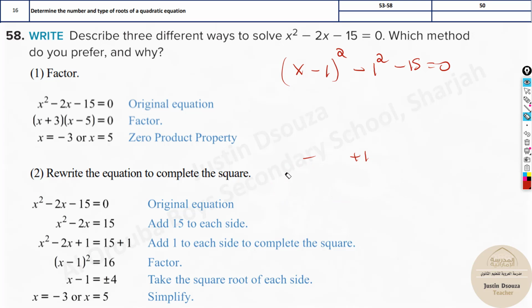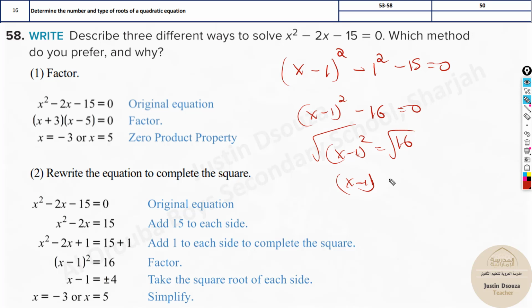Now here, what you do is, we have got this much. So here, let's do x minus 1 the whole square, minus 1 square, which is 1 itself. Minus 1 minus 15 is minus 16 equals 0. Take this to the other side. x minus 1 the whole square equals 16. Square root on both sides. x minus 1 is equal to square root of 16, which is 4. Take minus 1 to the other side, it will be 4 plus 1. x is equal to 5.